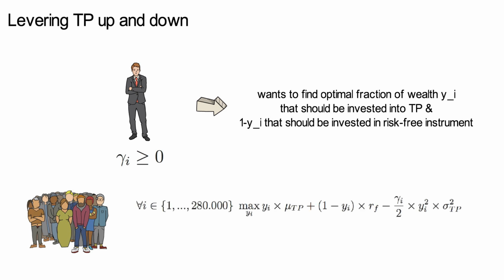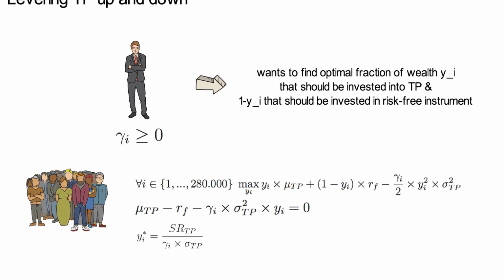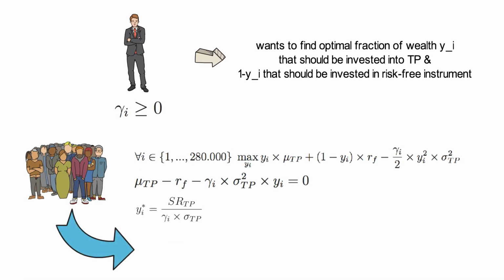The first order condition would look as follows. We set that to 0, and then we solve for the optimal fraction of wealth that employee I invests into the tangency portfolio. And finally, the optimal allocation for employee I would be to invest yi star into the tangency portfolio and 1 minus yi star into the risk-free asset.